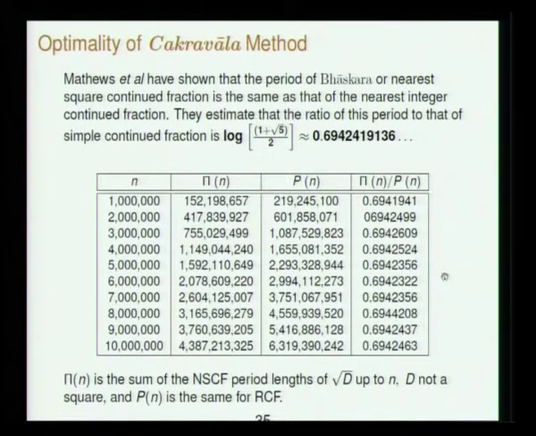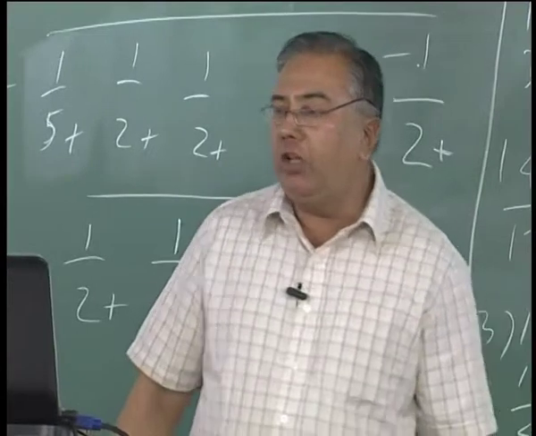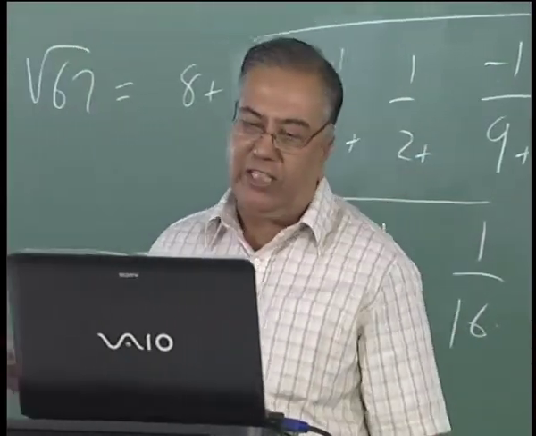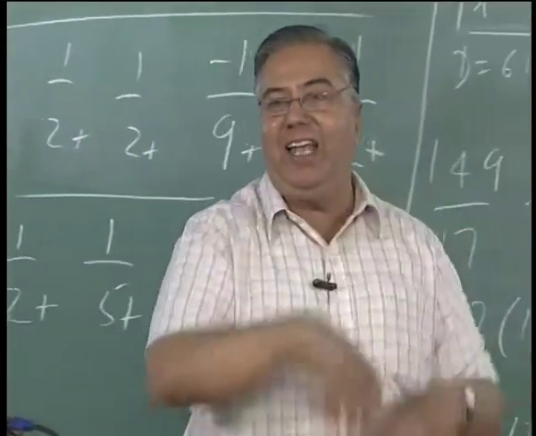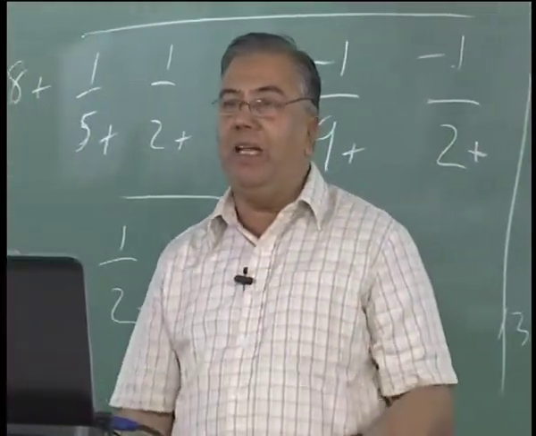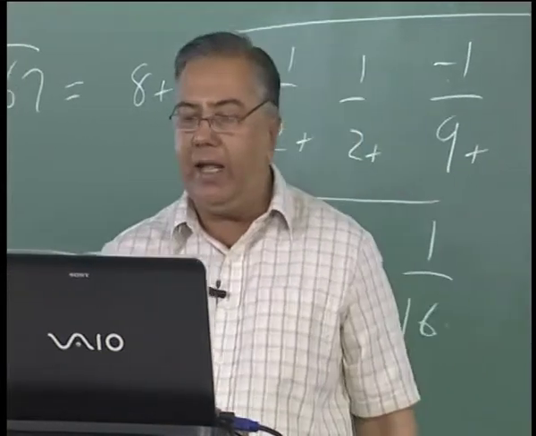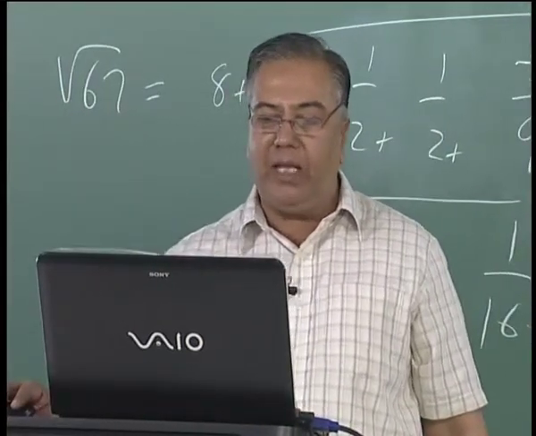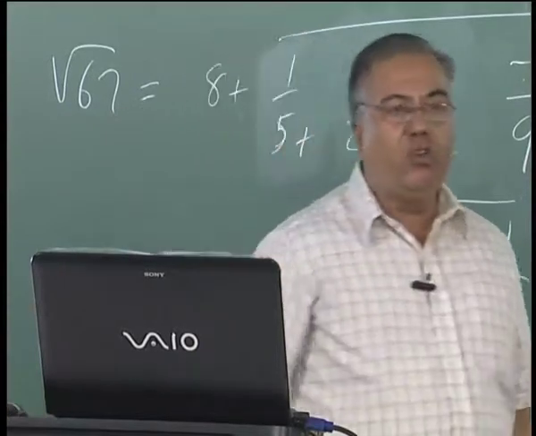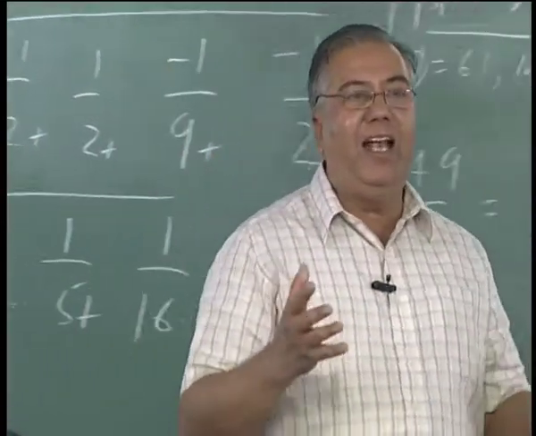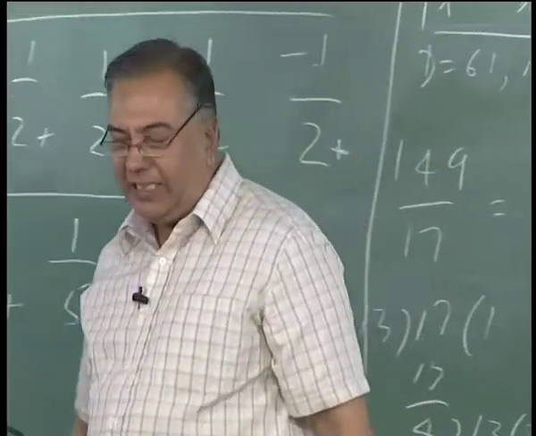So recently Matthews and a group in Australia have been working on Chakravala systematically. They were the people who showed the midpoint criteria and things like that. They have tried to estimate by computer simulation the ratio of the number of steps taken by Euler-Lagrange to the number of steps taken by the Chakravala algorithm, and the ratio is converging to something like log of (1 plus root 5) by 2, or 0.694 etc. So something like 30% saving is what could be achieved.